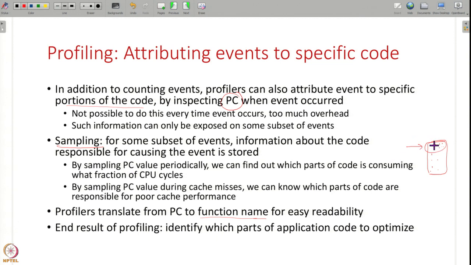By sampling program counter values on cache misses, you will know which part of the code is responsible for cache misses, things like that, right. So, not just counting events, but you are also able to attribute events to specific parts of the code, so that this is a starting point for you to optimize your code. You will know which part of your application needs optimization.